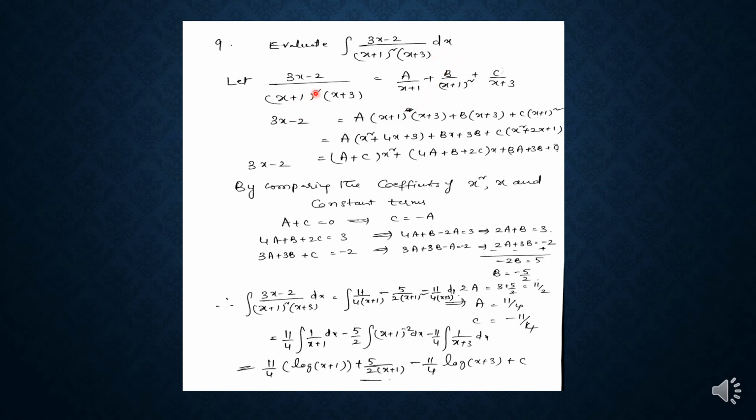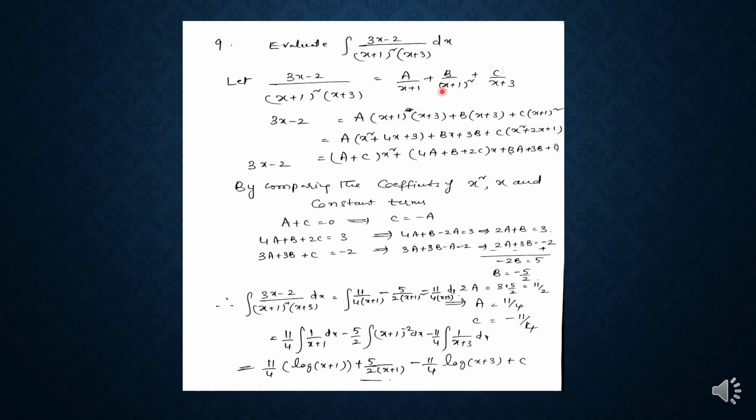So let (3x minus 2) by (x plus 1) whole square into (x plus 3) be equal to, we can see the repeated factor in the denominator and a linear factor. So if the repeated factor is there, we should write the partial fractions like this: A by (x plus 1) plus B by (x plus 1) whole square plus C by (x plus 3). So by taking LCM here, what will we get? We should take the LCM carefully.